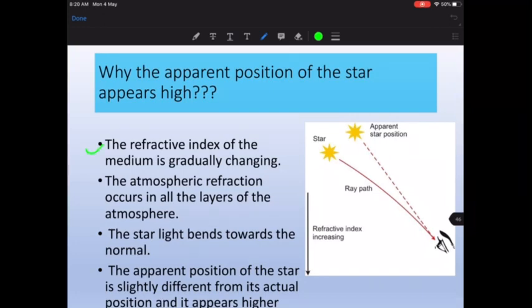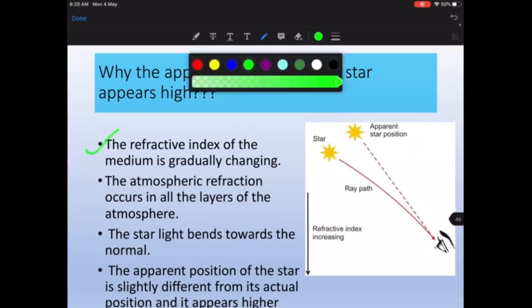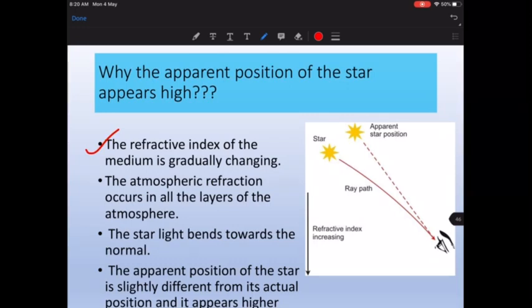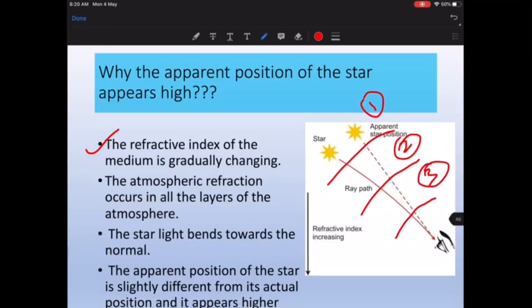So understand the first point. Why is the apparent position high here? Because firstly, the refractive index of the medium is gradually changing. Is that all very clear to you? How is the refractive index changing? See, if this is the eye and these are the various layers of the air, then the topmost layer, the first layer, is going to be rarer. The second one is going to be denser. The third one is going to be further denser. So the refractive index of every layer is gradually changing. This is understood? Okay.